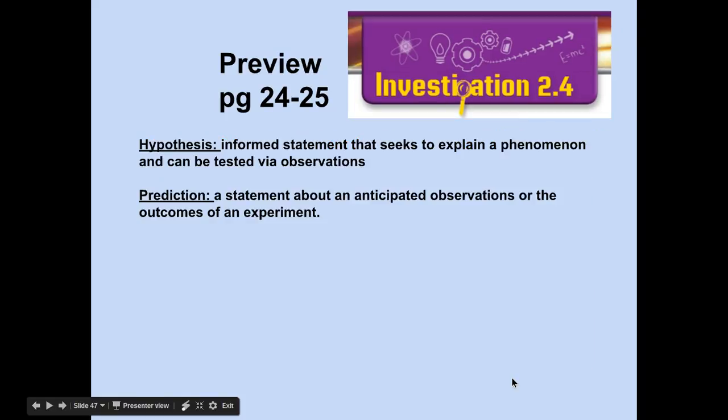And then finally, we have two vocabulary words to put on pages 24 and 25. The first is hypothesis, which is an informed statement that seeks to explain a phenomenon that can be tested via observations. And the second vocabulary term is prediction, a statement about an anticipated observation or the outcomes of an experiment. So two words to get into our notebook today.